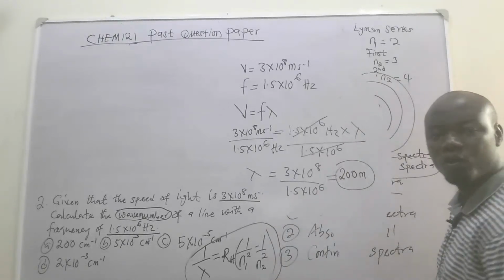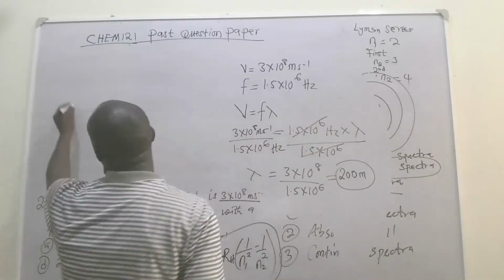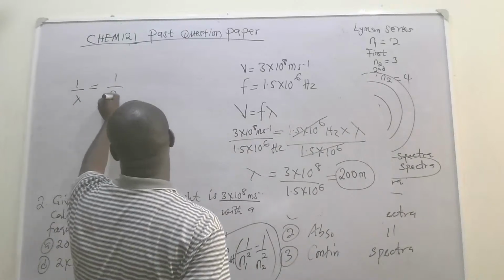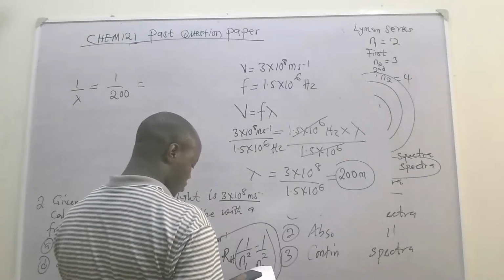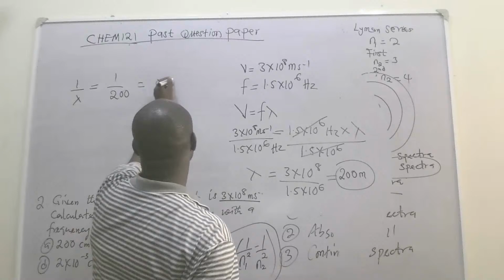So how are we going to calculate wave number? To calculate wave number is simple. Wave number is 1 over lambda. So we now have 1 over 200. So 1 divided by 200, what do we have? We have 0.005.